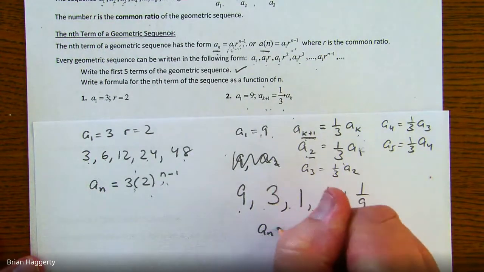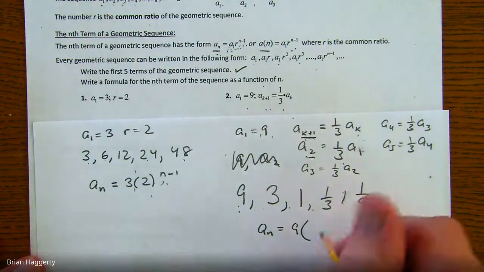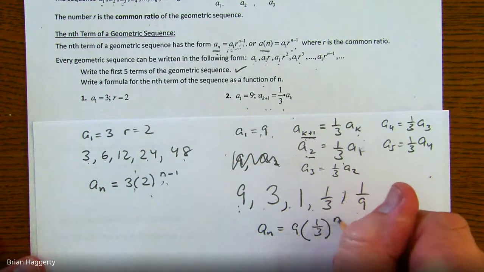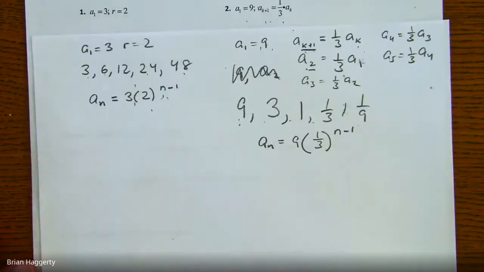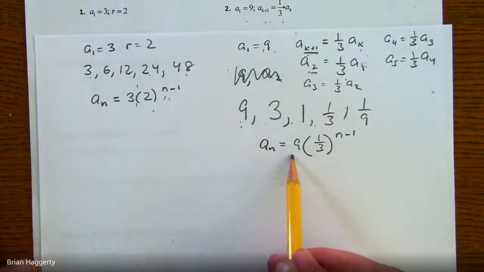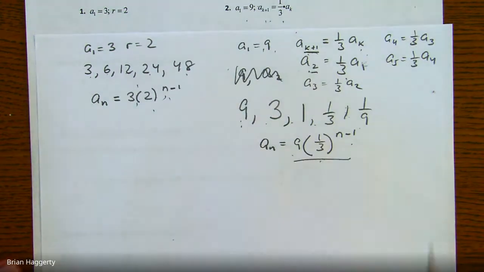So a sub n is equal to the first term times the common ratio raised to the n minus 1 power. Now this pattern of a sub 1 times the common ratio to the n minus 1 will always get you a formula. That formula you get may not necessarily be the simplified form of what it could be. There's nothing wrong with this. This is acceptable, but it also could be rewritten.